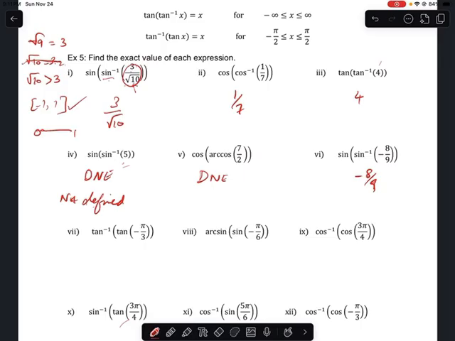Next is cosine of arc cosine of 7 over 2. Now 7 over 2 is 3.5. So 7 over 2 is bigger than 1. So this one does not exist.